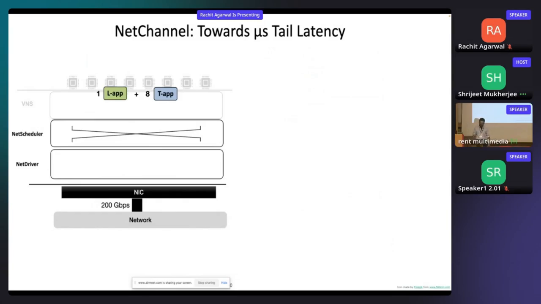And if you run it on Linux kernel, as I showed you some of the results, you will see hundreds of microseconds and even milliseconds worth of latencies. Here, we wrote a very simple net scheduler, which was just isolating latency-bound apps from throughput-bound apps, but no changes in net driver or no changes in the interface layer. And what the scheduler does is it basically isolates these latency apps from throughput apps.